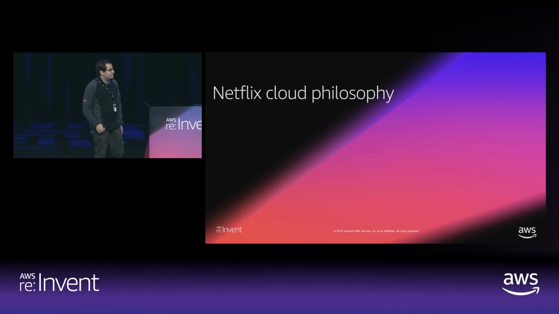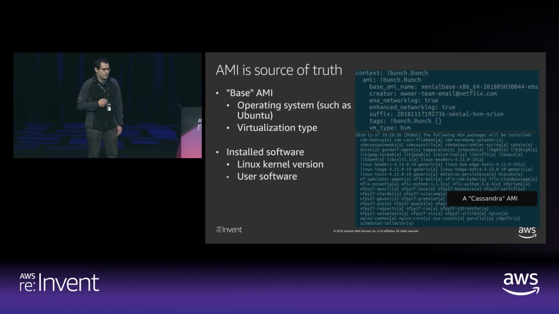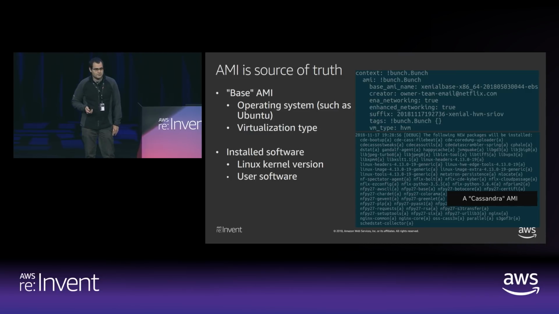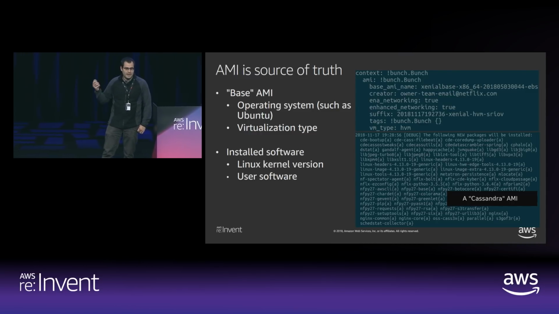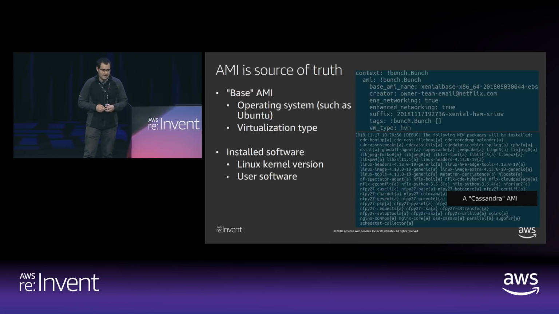All right, so let's get started with the cloud philosophy. Netflix's cloud philosophy is that the AMI, the Amazon Machine Image, is the source of truth. So we don't use configuration management. We don't use many typical things that you might use as your source of truth. Instead, we use the AMI as a source of truth. And there are two pieces. I know you can't read this, but the two pieces are your base AMI, which has operating system information. For example, in this case, a Cassandra AMI is based on a Xenial base image. And that comes with a bunch of baked-in defaults for us. Things like enhanced networking turned on, good stuff like that, using a HVM VM type.